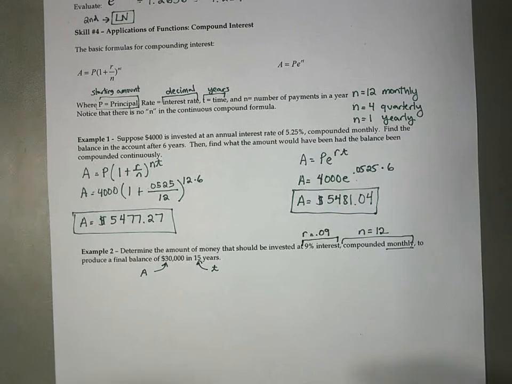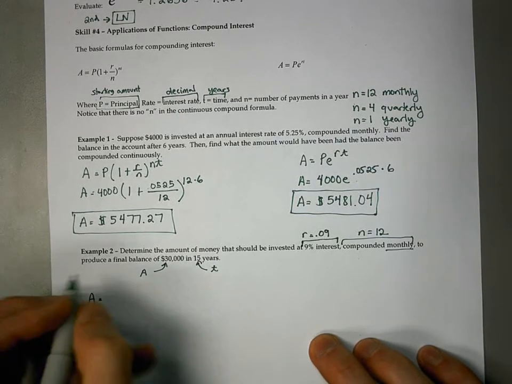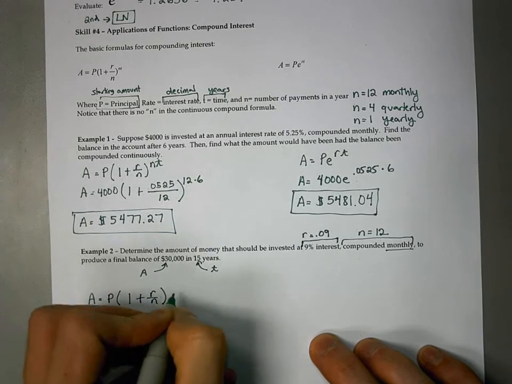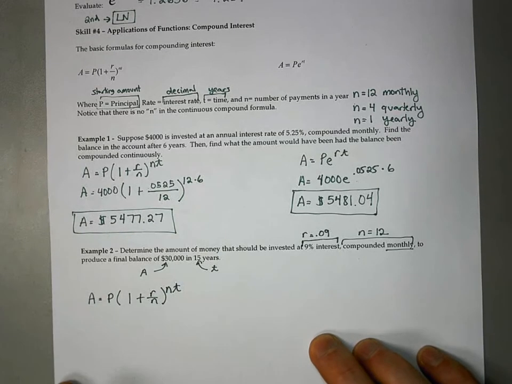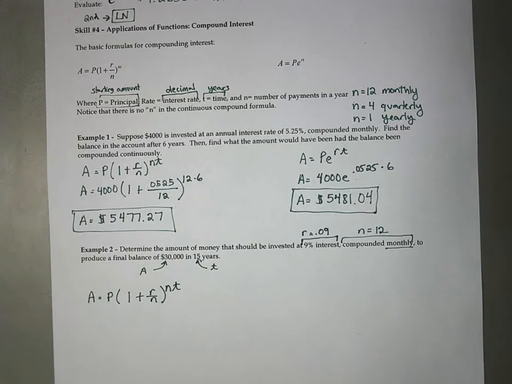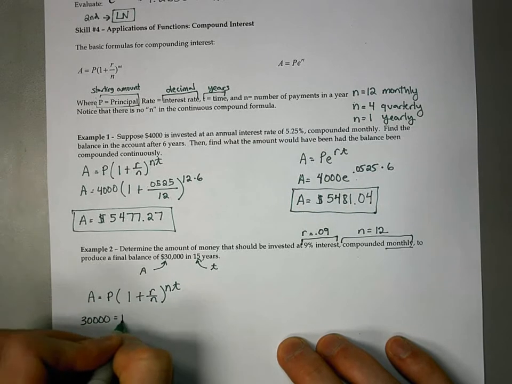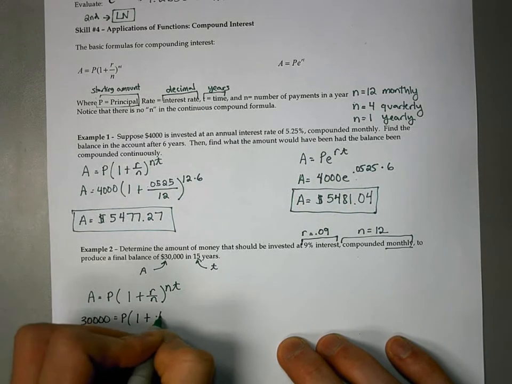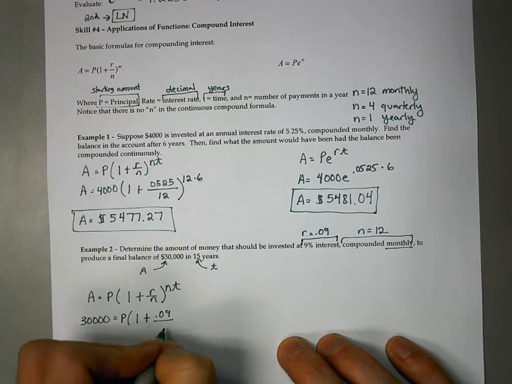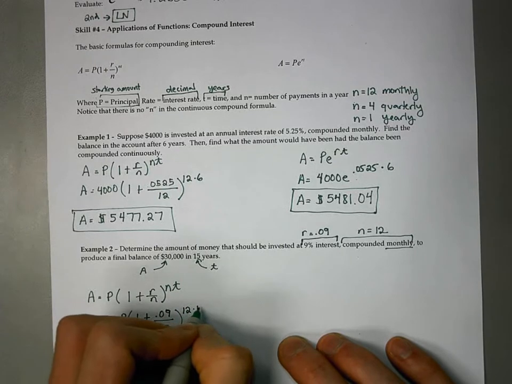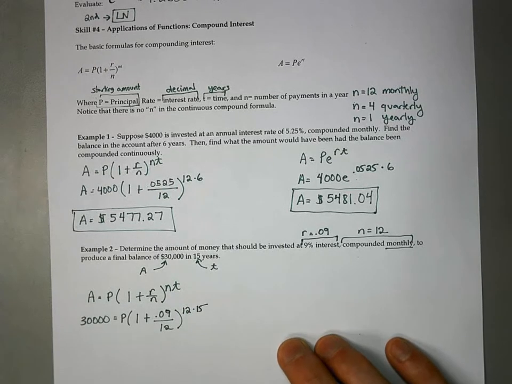So I've got almost all my variables. I'm going to plug these into my equation. And I know not to use the continuous one because I'm compounding monthly. It's not compounded continuously. So my amount is 30,000. My rate is 0.09. The number of times I'm going to compound in a year is 12. And I raise that to the 12 times 15.